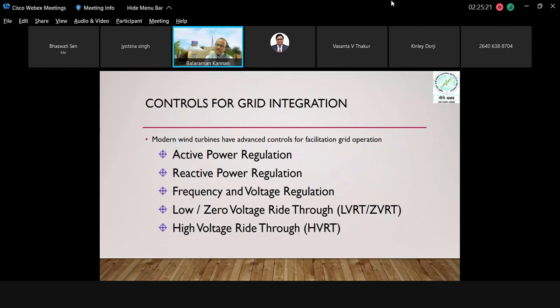Coming to the other very important aspect, the wind integration part. All the modern turbines today can participate in every aspect of primary control, secondary control, or tertiary control, including frequency and voltage regulation. Today the turbines can do active power regulation, reactive power regulation, and frequency and voltage regulation, and more importantly, these turbines are designed for low or zero voltage ride through and also high voltage ride through. So modern wind turbines today can mimic the entire performance of conventional power plants. That's an important aspect.